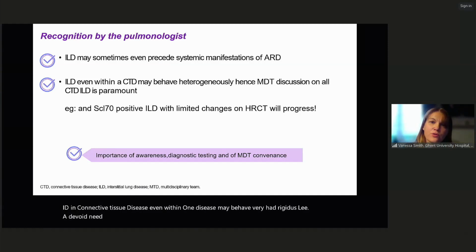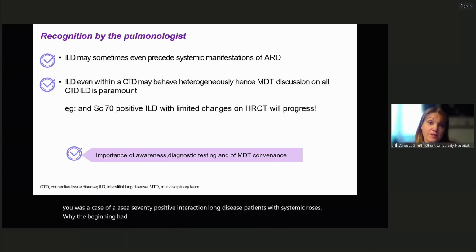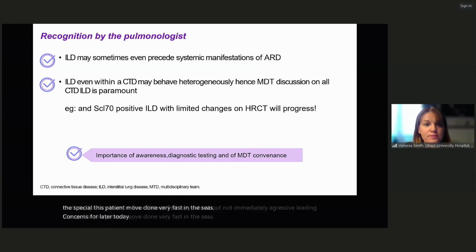And in fact, a case that I will show later together with Helmut was a case of an SCL70 positive interstitial lung disease patient with systemic sclerosis who in the beginning had very minor changes on HRCT. And the pulmonologist in our multidisciplinary team in 2016 felt very safe about not immediately aggressively treating this patient, but this patient moved on very fast in the disease. But that's for later today. I just mentioned this to show again the importance of awareness, diagnostic testing, and of course the continuous MDT convening and interaction.